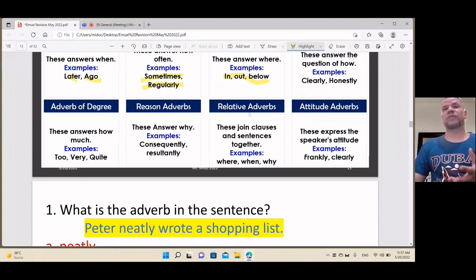Relative adverbs are like all the WH question words, but not used as a question, in the middle of two sentences. I saw Wally, who was a doctor 30 years ago. So in "I saw Wally, who", who is not a question word. It's not a question. So who here is an adverb. That's it. And adverb of attitude, like frankly, clearly, and so on.